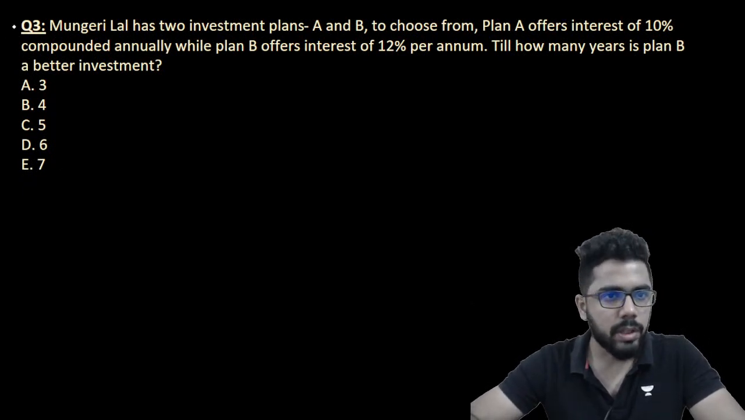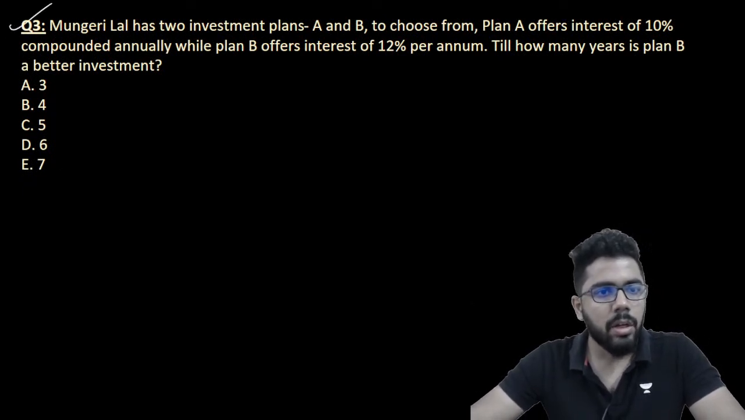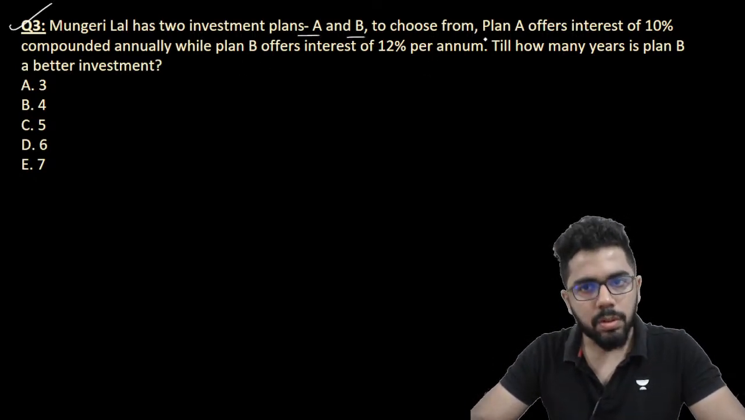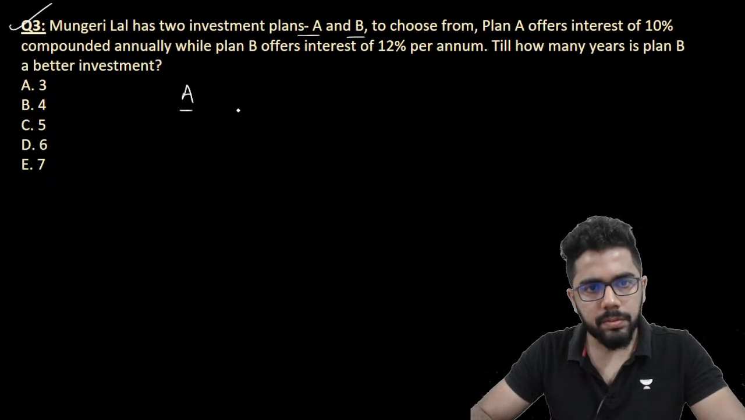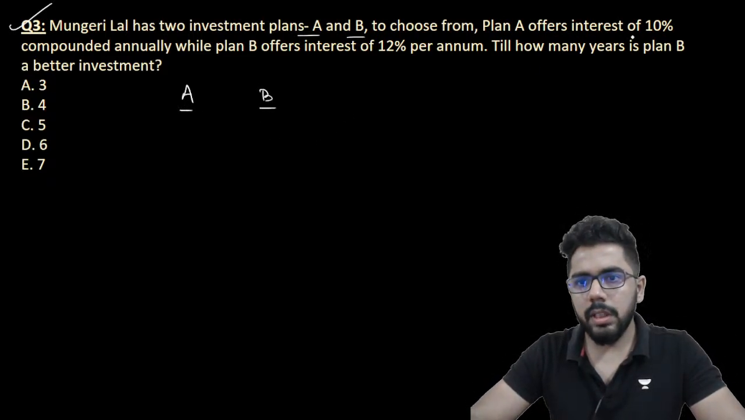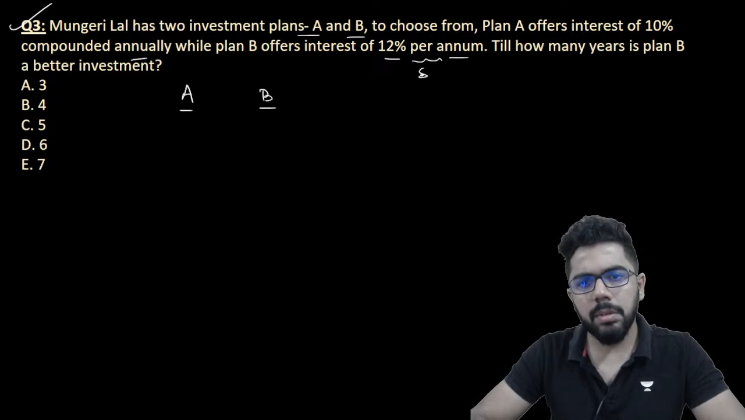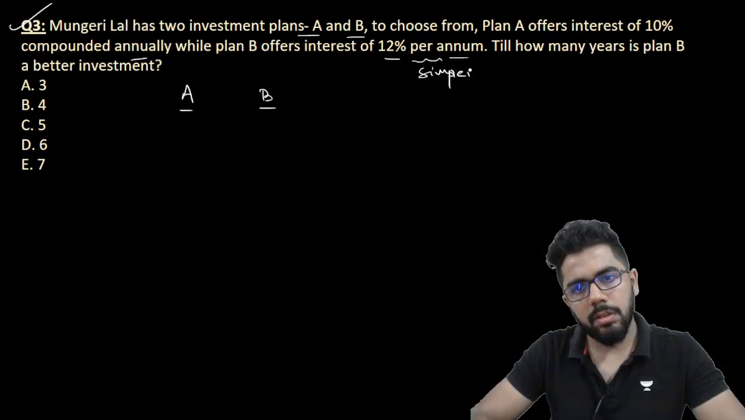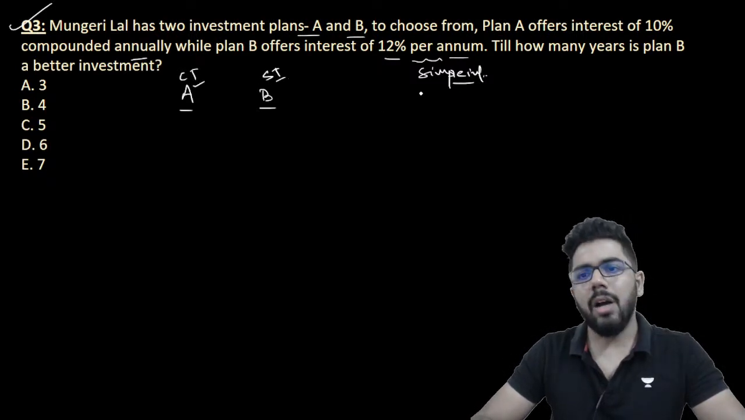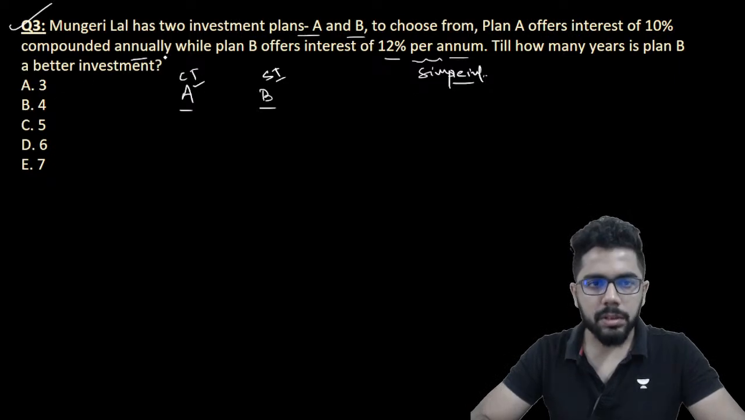Okay, let's go to the next one. Mungeri Lal has 2 investment plans, A and B, to choose from. So there are 2 plans, A and B. Plan A offers interest of 10% compounded annually, whereas Plan B offers interest of 12% per annum. That means ये simple interest है, ठीक है? So Plan A compound interest का है, Plan B simple interest का है. So till how many years is Plan B a better investment?